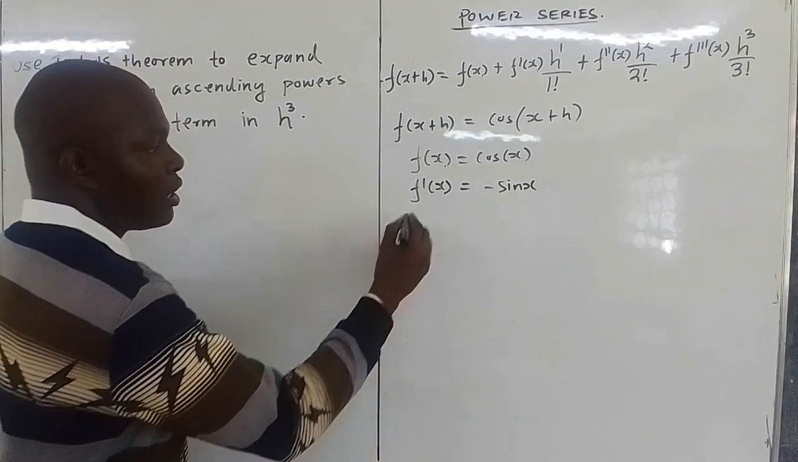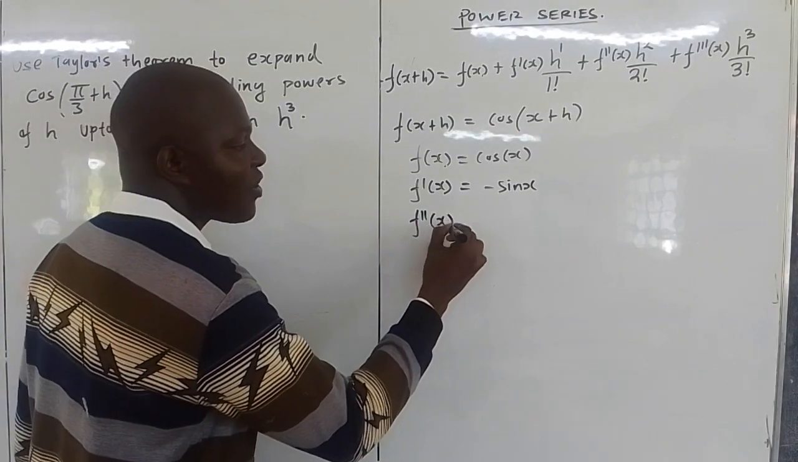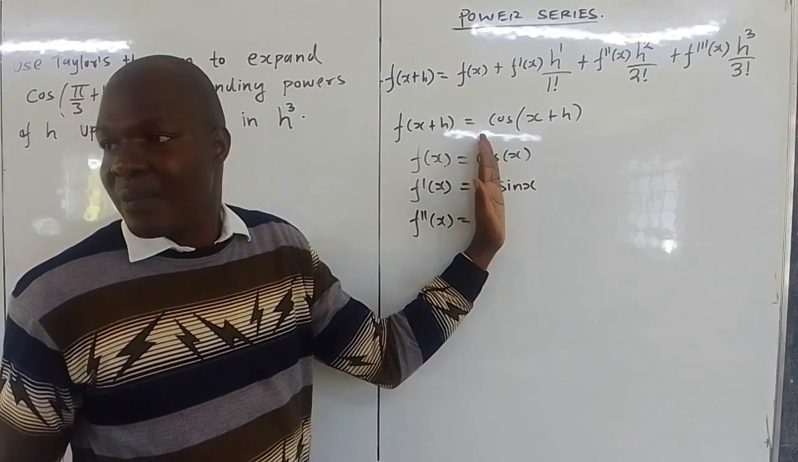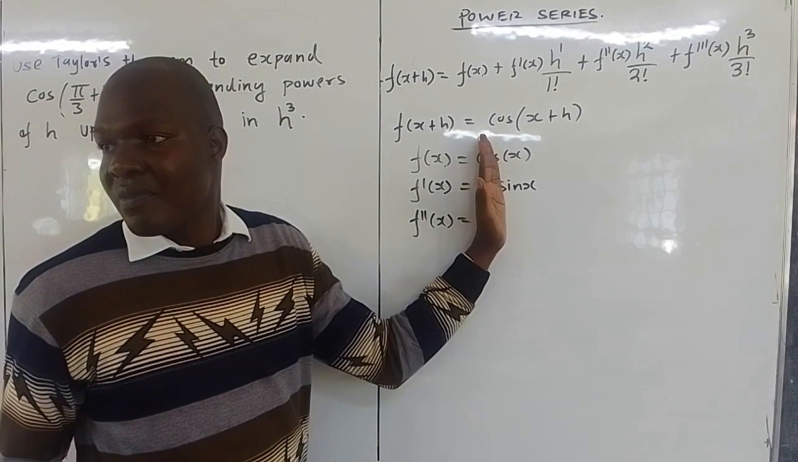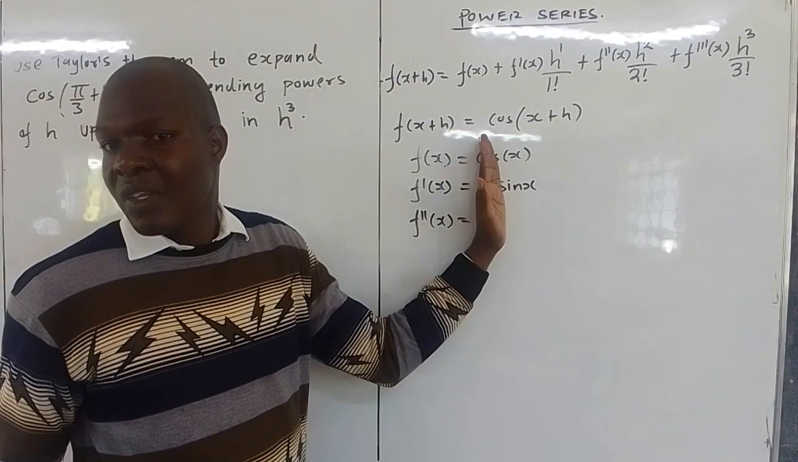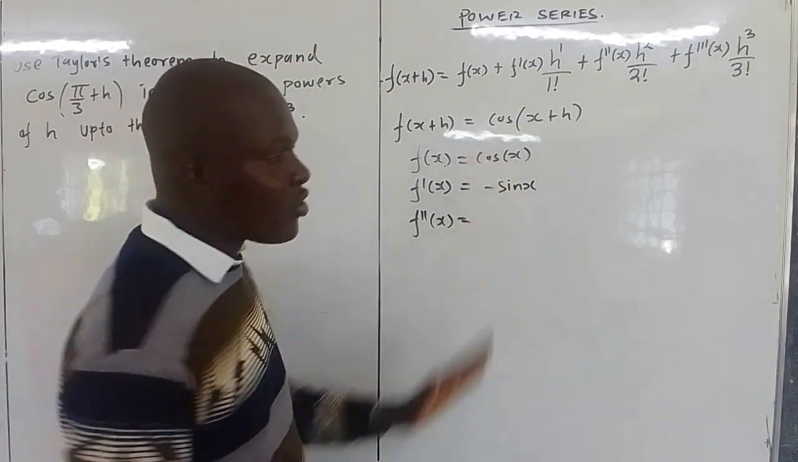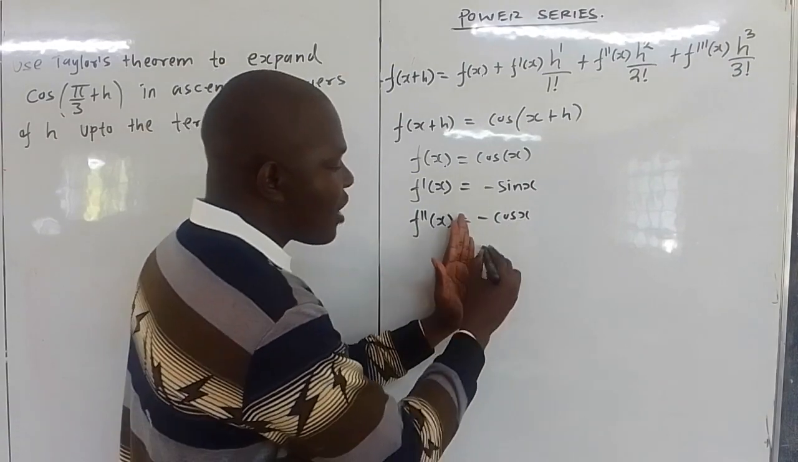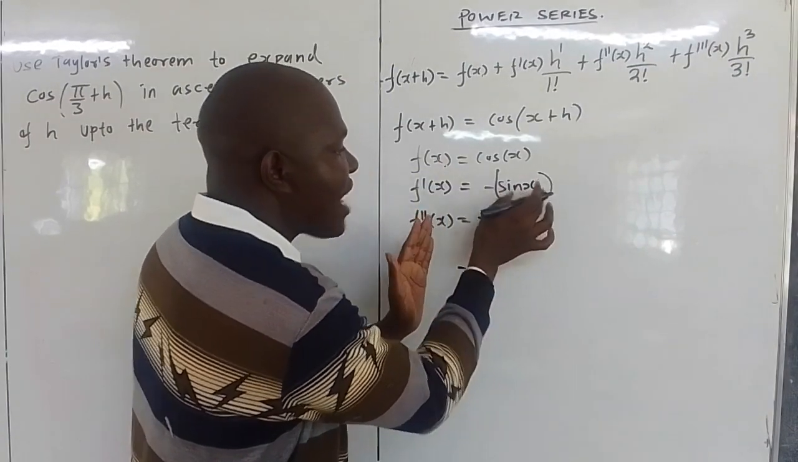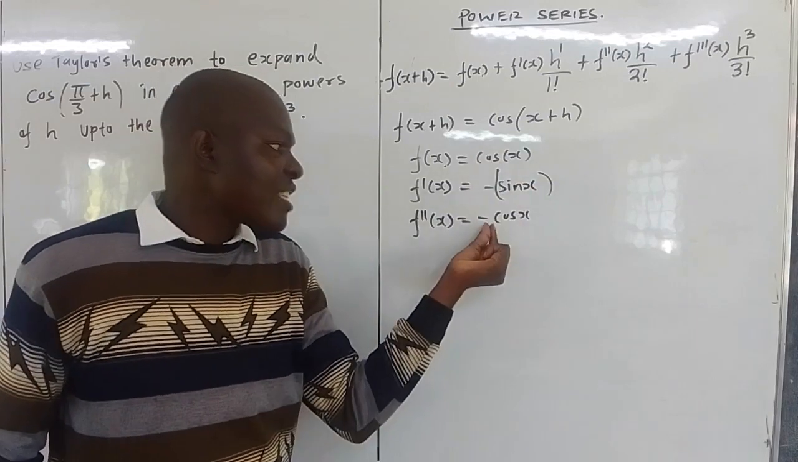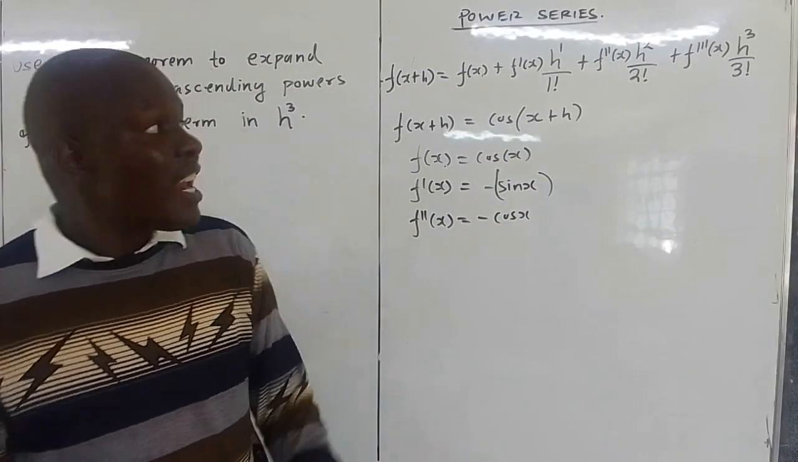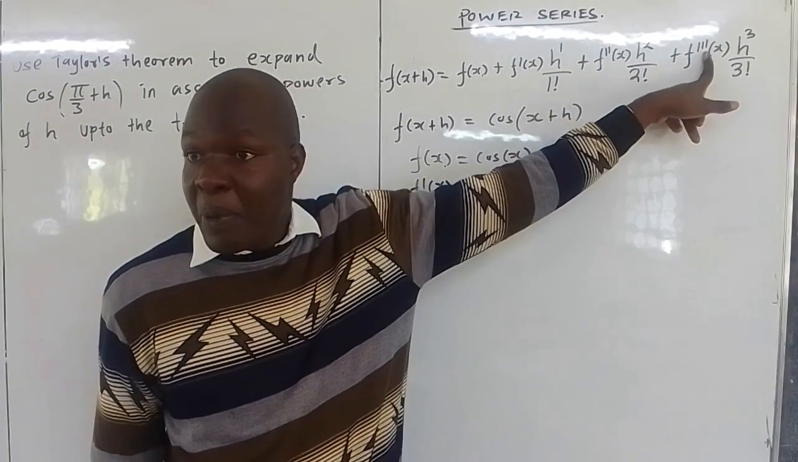Let us move on. When we differentiate it for the second time, negative is a constant, the factor is outside. If you differentiate sin x, you get cos x, isn't it? So we are now going to have negative cos x, because remember that negative factor is outside. So cos x times negative is negative cos x, isn't it? Are we together? We are getting all of them until we get f triple prime.